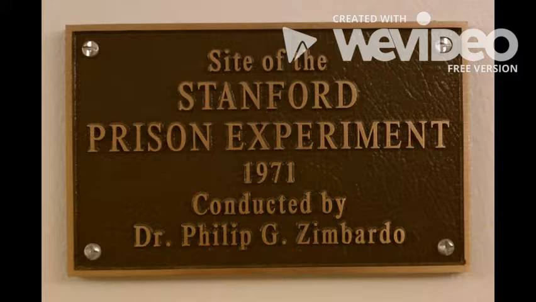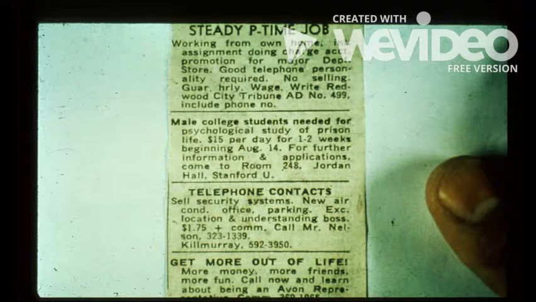The experiment began by placing ads around about a need for male college students that would be paid $15 a day to participate in a psychological study for 1 to 2 weeks. These ads got over 70 applicants who were then interviewed and background checked to be left with a sample of 24 students from the U.S. and Canada who all were intelligent, healthy, middle-class males. This group of males was then divided into prisoners and guards by a flip of a coin.